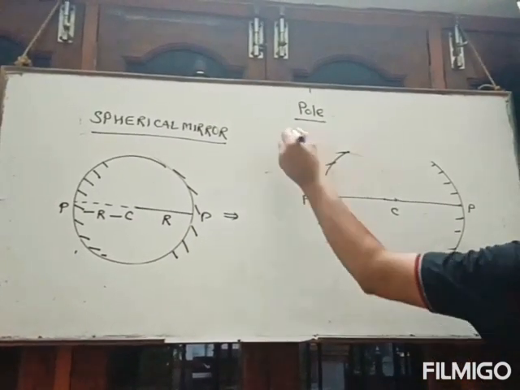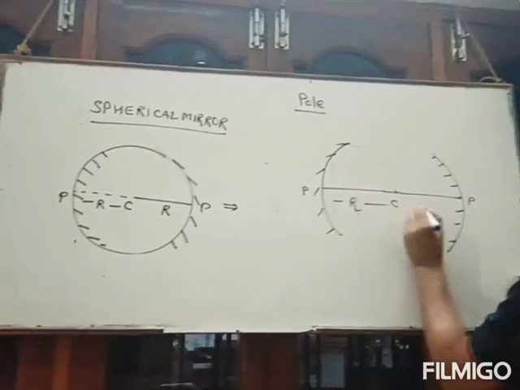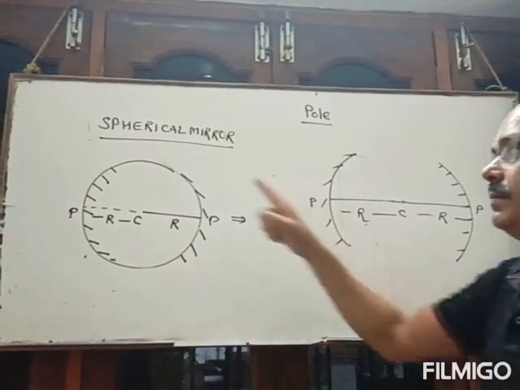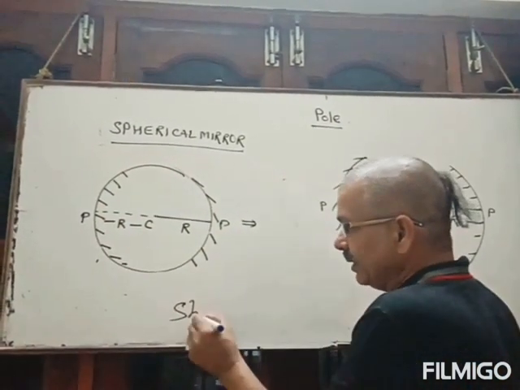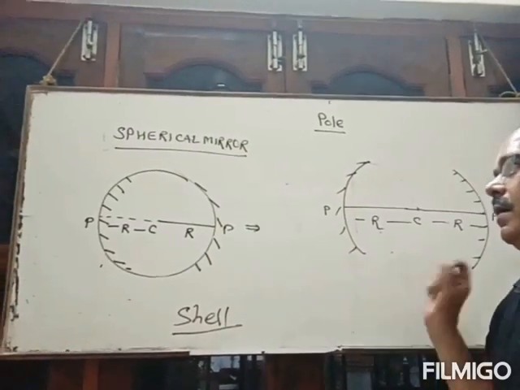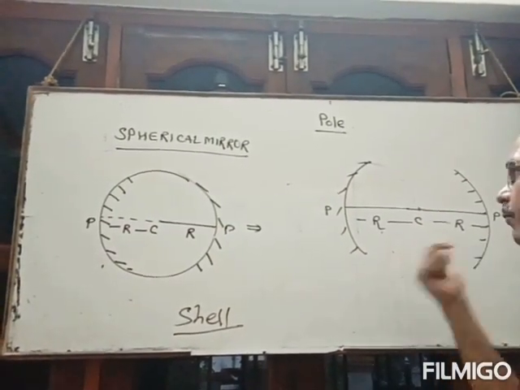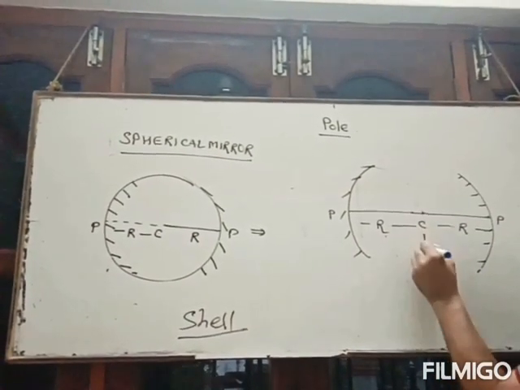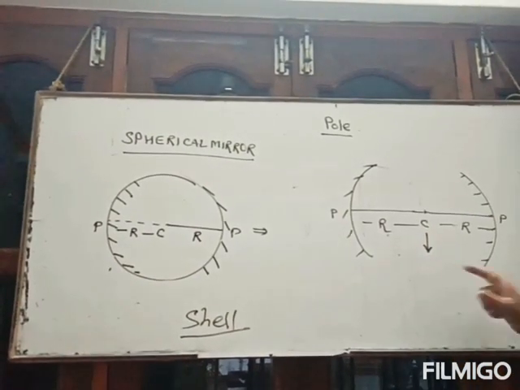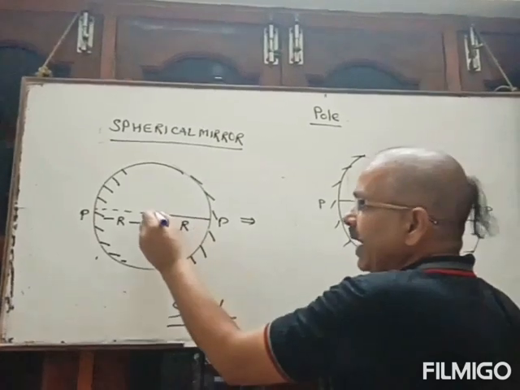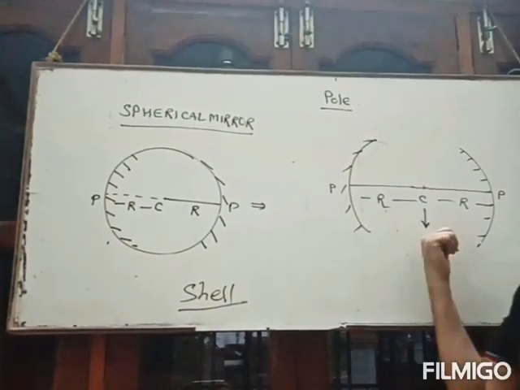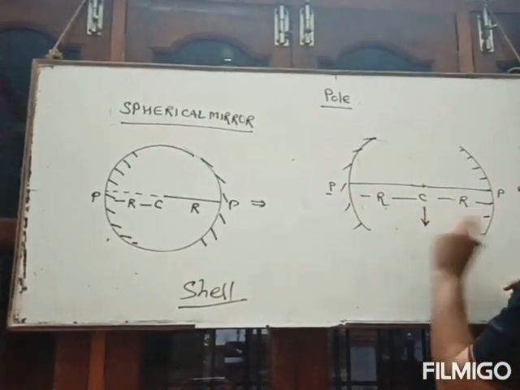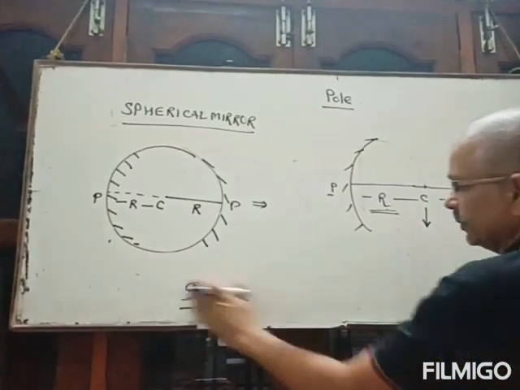Then number 2, radius of curvature, denoted by R. Radius of curvature is the radius of that spherical shell, a hollow sphere, from which the mirror is sectioned. That is called the radius of curvature. This C is called the center of curvature. The center of curvature is the center of that spherical shell from which the mirror is sectioned. So the radius of curvature may also be defined as the distance between the pole and the center of curvature.